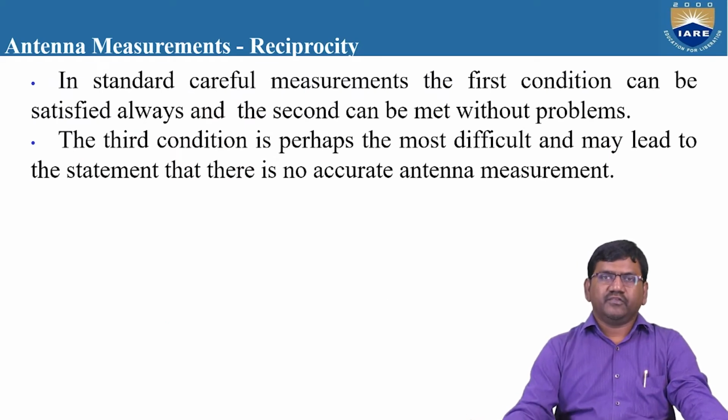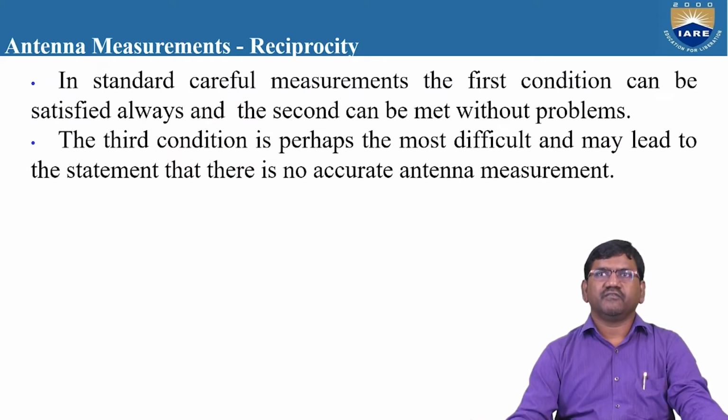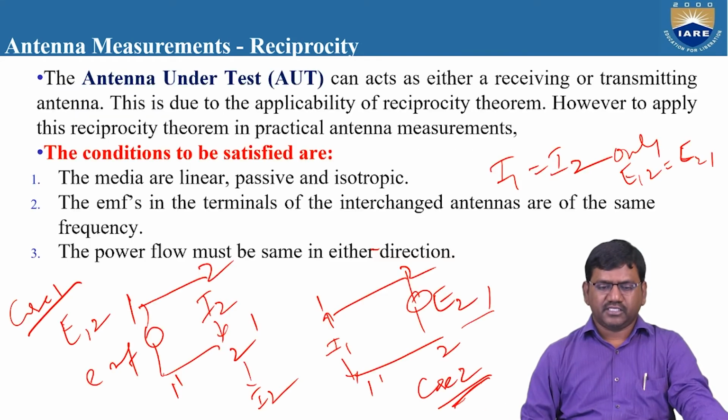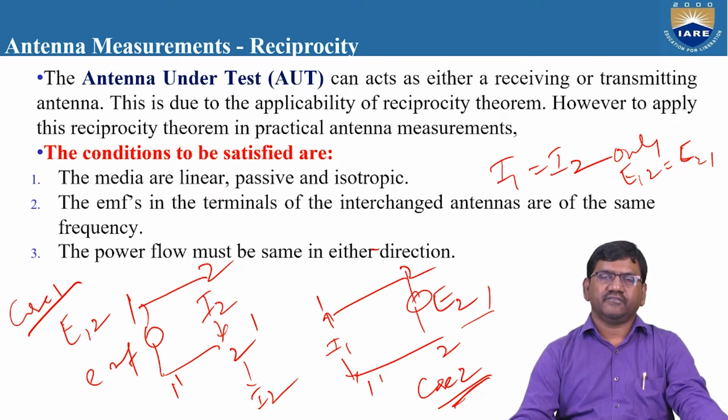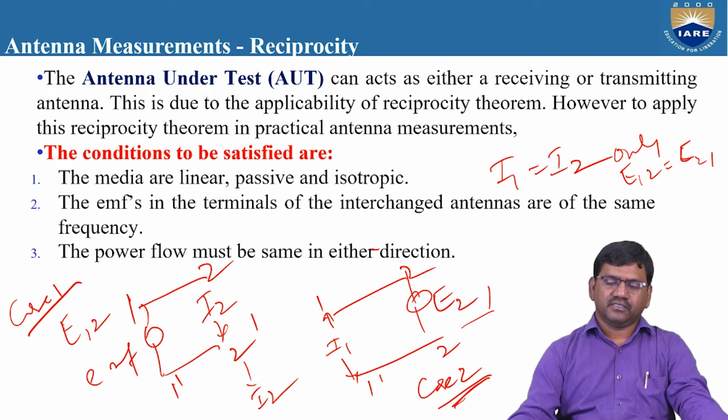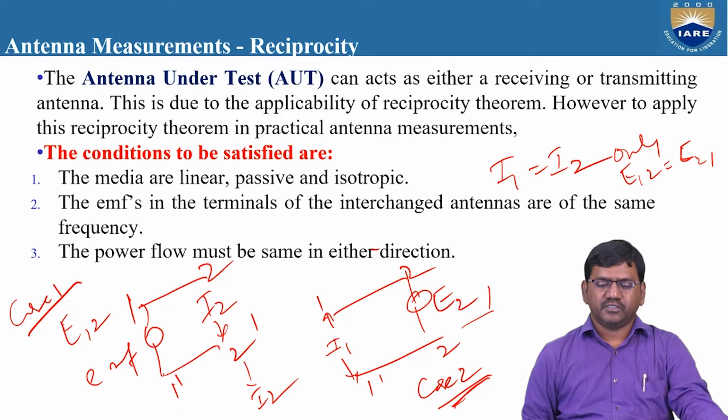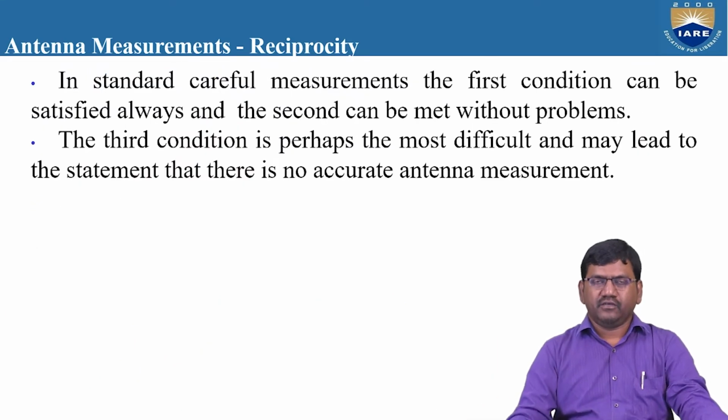So in standard careful measurements, the first condition can be satisfied always and the second can be met without problems. The third condition is the most difficult and may lead to the statement that there is no accurate antenna measurement. So these are the 3 conditions. That means the media must be linear, passive and isotropic. The EMFs must be changed with the same frequency. The EMFs in the terminals must not be interchanged. That means the EMFs must be the same. And also the power flow must be the same in either direction. So these are the 3 conditions to satisfy the reciprocity theorem.